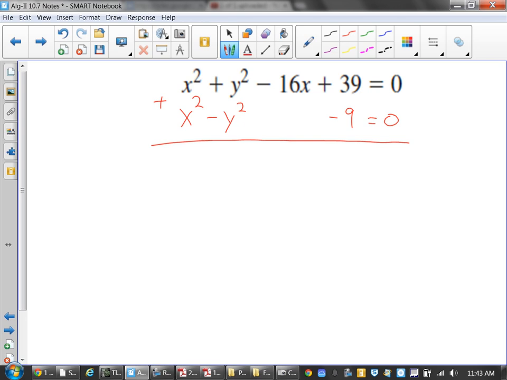X squared plus x squared is 2x squared. Y squared minus y squared is gone. Minus 16x. What's 39 minus 9? 30. And back to, what's your first rule? Backward. What's my GCF, ladies and gentlemen? 2.